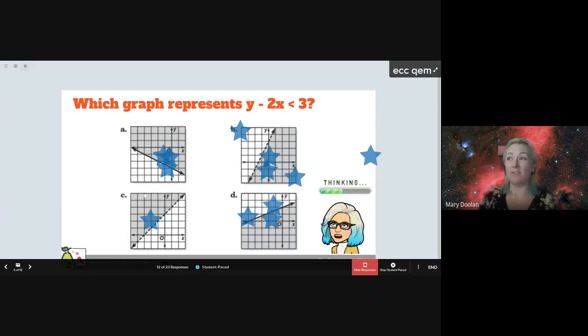C is shaded above, so it can't be C. Therefore, the only choice is B. B is your correct answer.